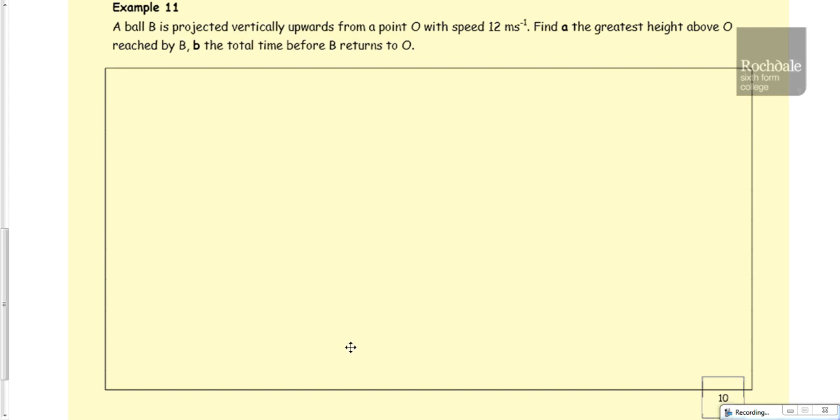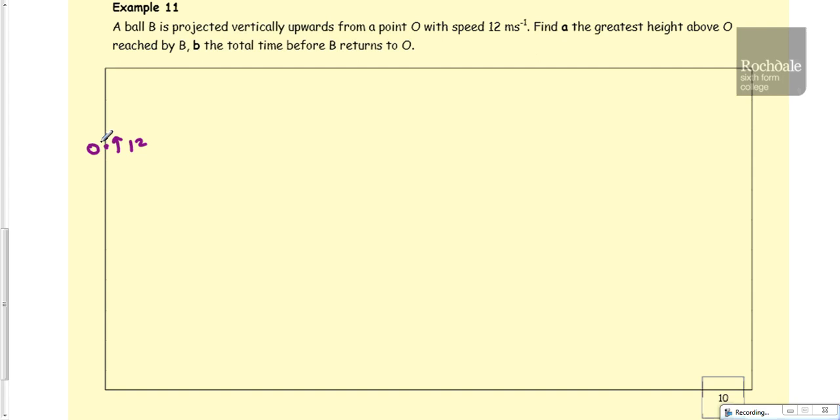Kinematics Example 11. In this example, we're moving away from horizontal motion and starting to look at vertical motion. A ball is projected vertically upwards from a point O, so that would perhaps be on horizontal ground, with a speed of 12. We've got to find the greatest height that the ball reaches.